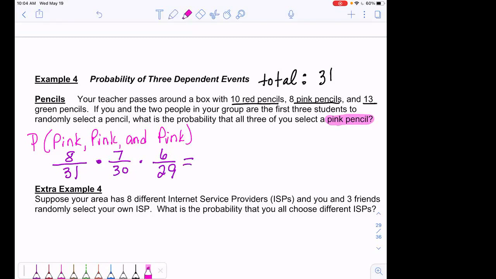So when you multiply, remember you're going across the whole top and across the whole bottom. So I don't want you to put those fractions in your calculator. I want you to multiply the 3 numbers on top together and the 3 numbers on the bottom together. So Jason, 8 times 7 times 6. 336. And then 31 times 30 times 29. And will your calculator reduce that for you?